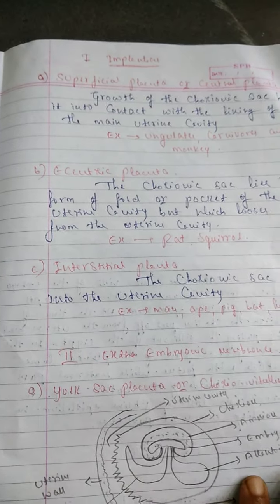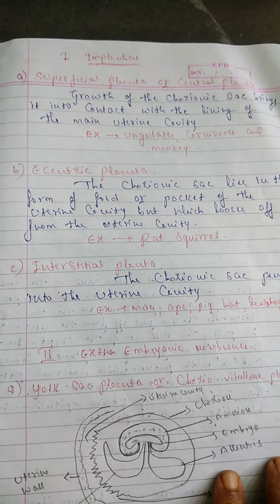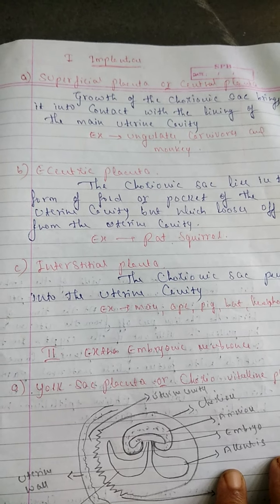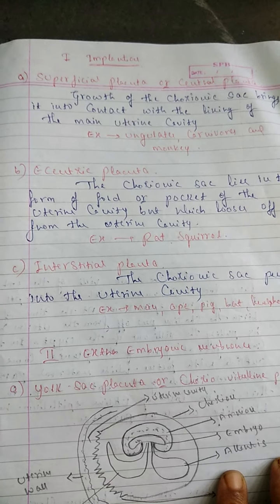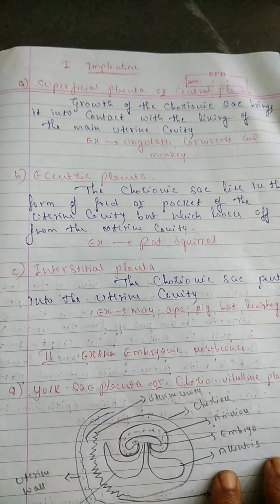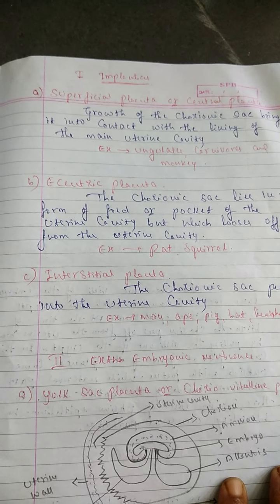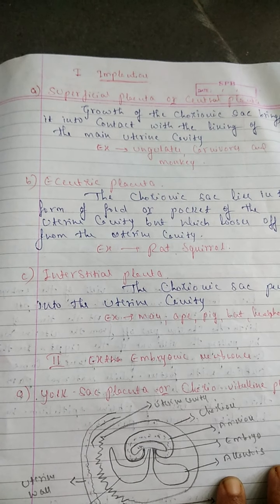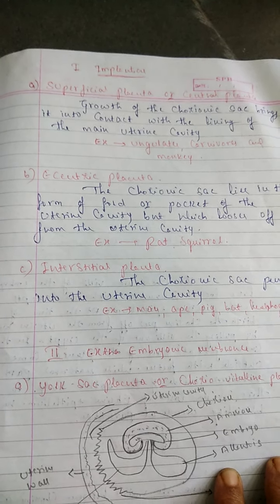Now come to the second one, the eccentric placenta. In this eccentric placenta, the chorionic sac is attached to the lining of the uterine cavity, but it is like a fold-like and pocket-like structure, and sometimes it is loose from the uterine cavity. This type of placenta we call eccentric placenta, and examples are rat and squirrel.